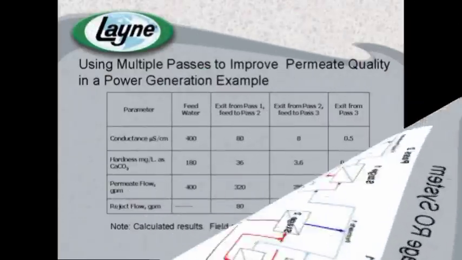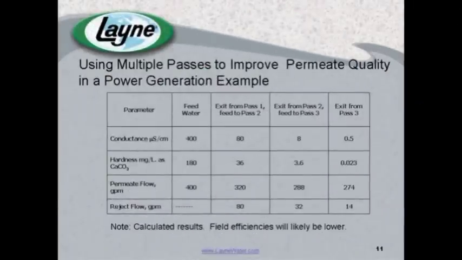Here we can look at a slide that shows the effect on permeate quality of using multiple passes. We're starting with a feed water with a conductance of 400 microsiemens per centimeter, and by the end, the final permeate leaving the third pass is down to 14 microsiemens, a very dramatic reduction.